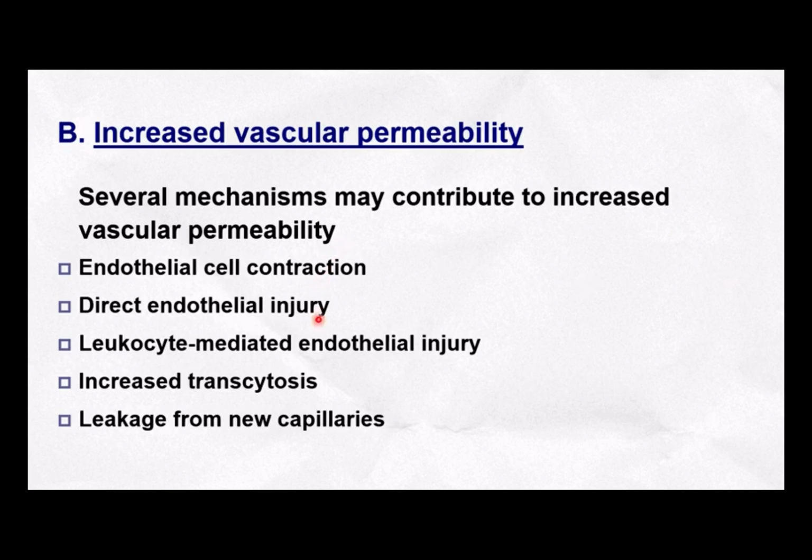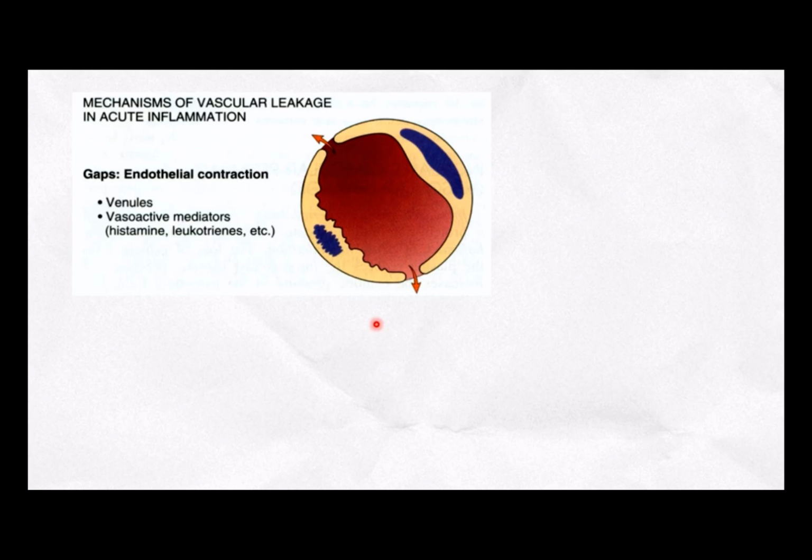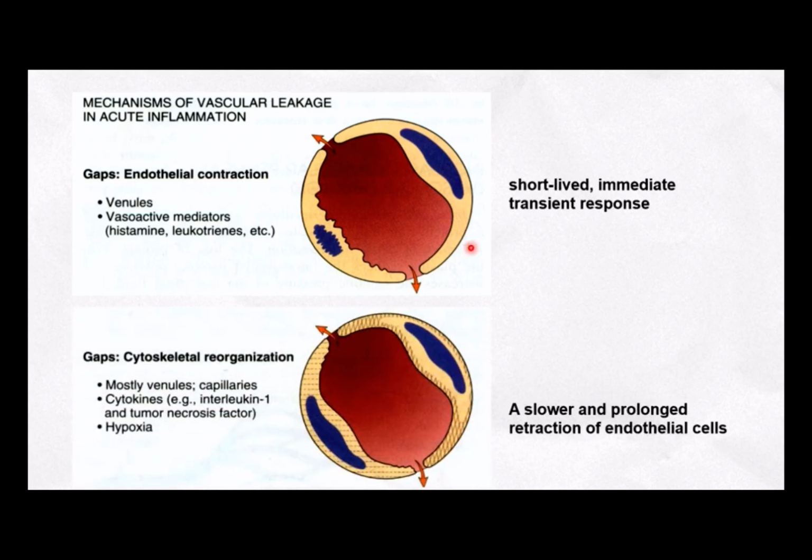During inflammation, the following mechanisms can cause increased vascular permeability. When stimulated by inflammatory mediators such as histamine and bradykinin, endothelial cells rapidly contract, resulting in gaps between endothelial cells and increased vascular permeability. This process is short-lived and usually occurs in post-capillary venules. A slower and more pronounced retraction of endothelial cells resulting from changes in the cytoskeleton may be induced by cytokines, such as tumor necrosis factor and IL-1. This reaction may take 4 to 6 hours to develop after the initial trigger and persist for 24 hours or more.